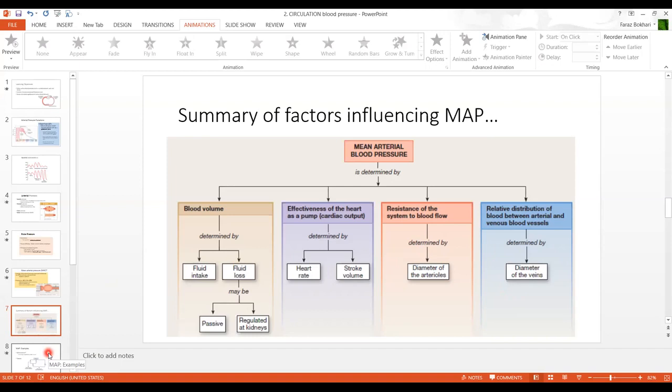We go on to this. So this is a summary of factors influencing mean arterial pressure.